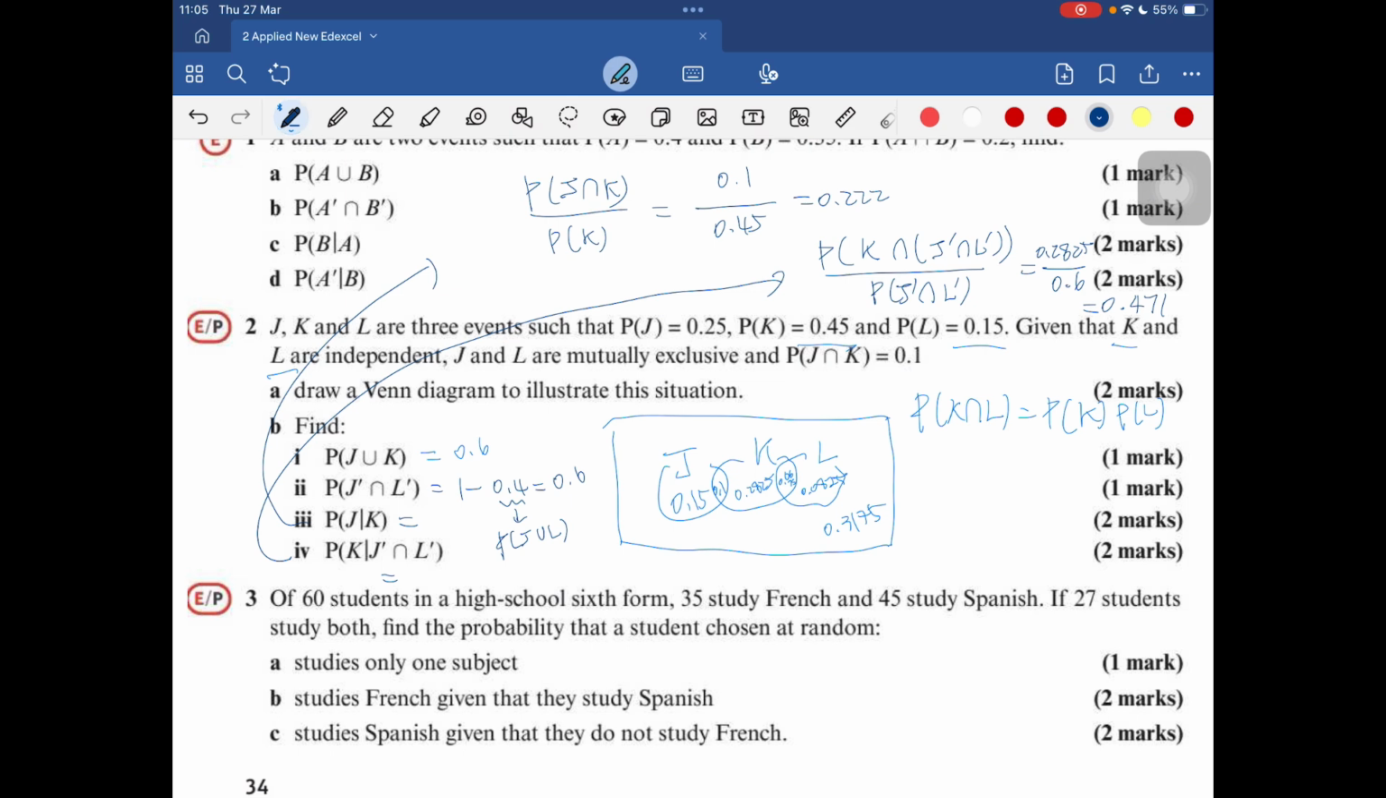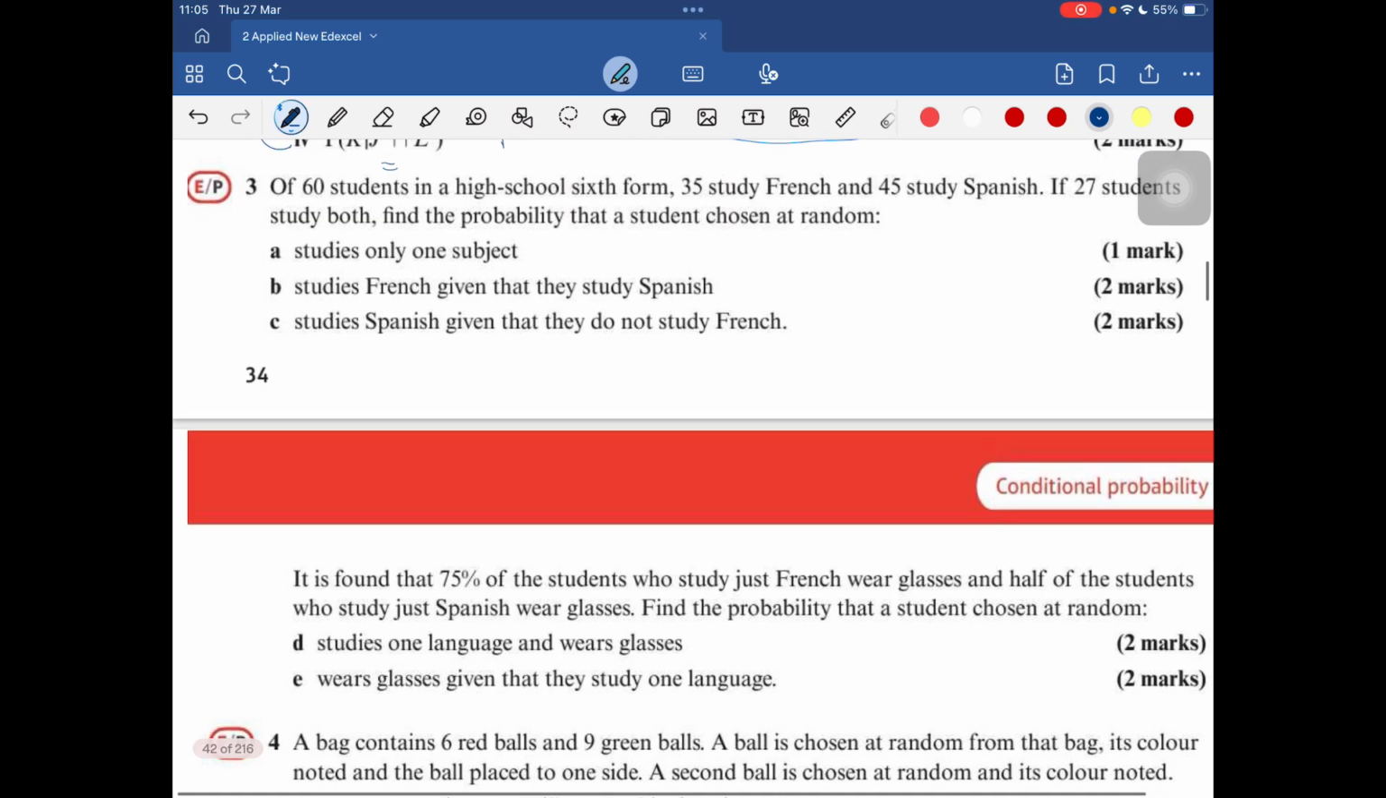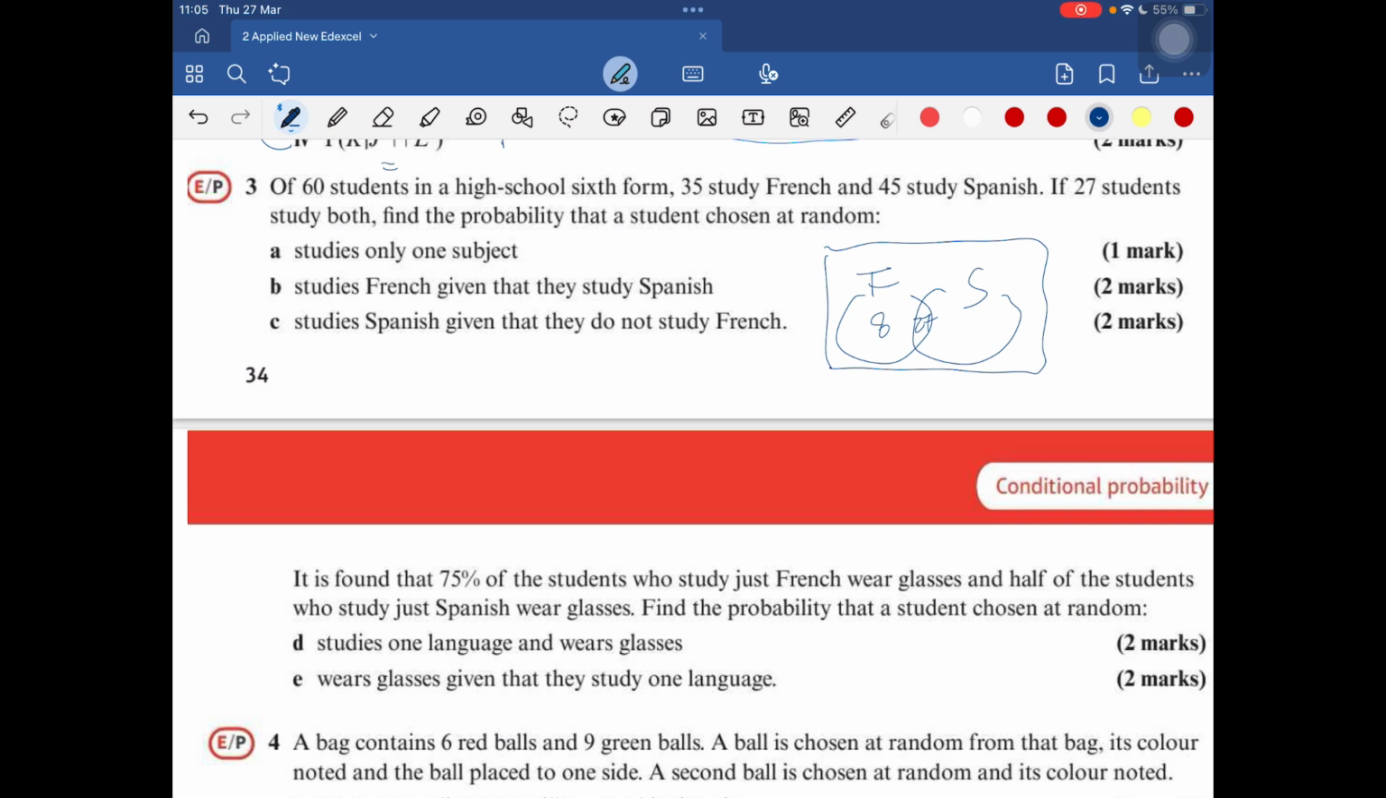And the next one. 60 students in high school sixth form, 35 French, 45 Spanish, 27 both, and a random student. Okay, so out of 60, French and Spanish, 27 here, 8 here, this is 18, and 45. So altogether 45, 50, here is 7. So the student studies only one language. This is probability 26 out of 60.